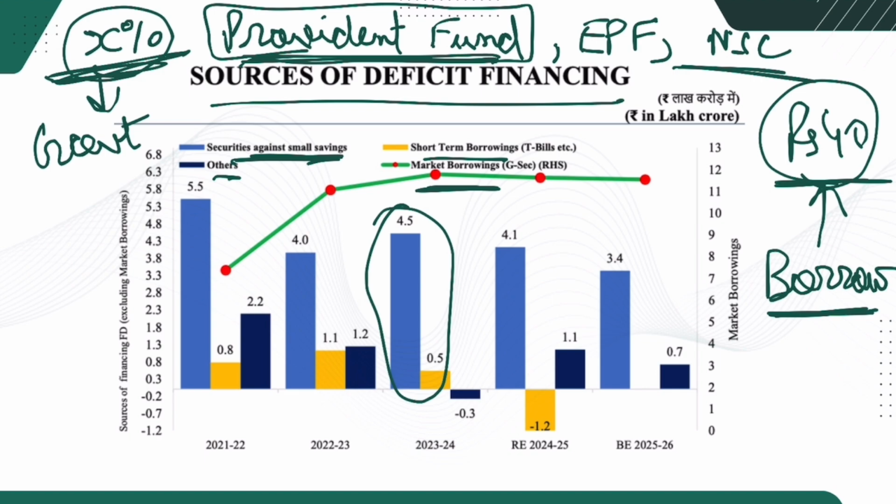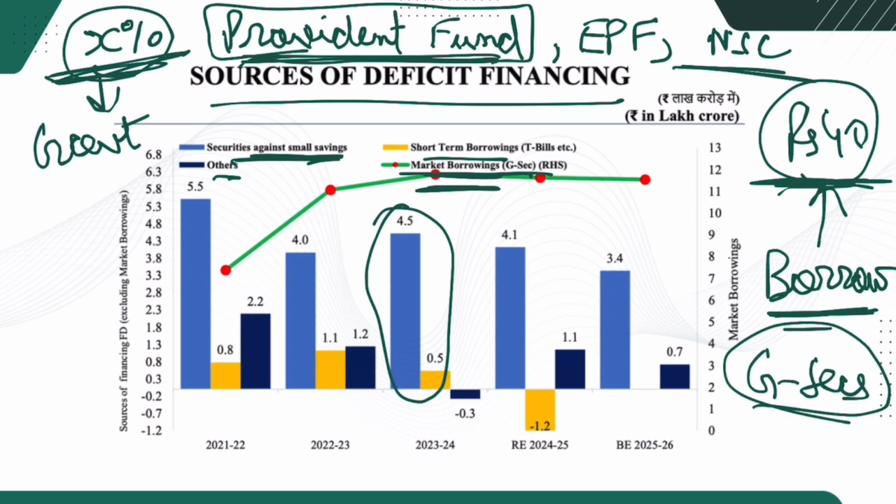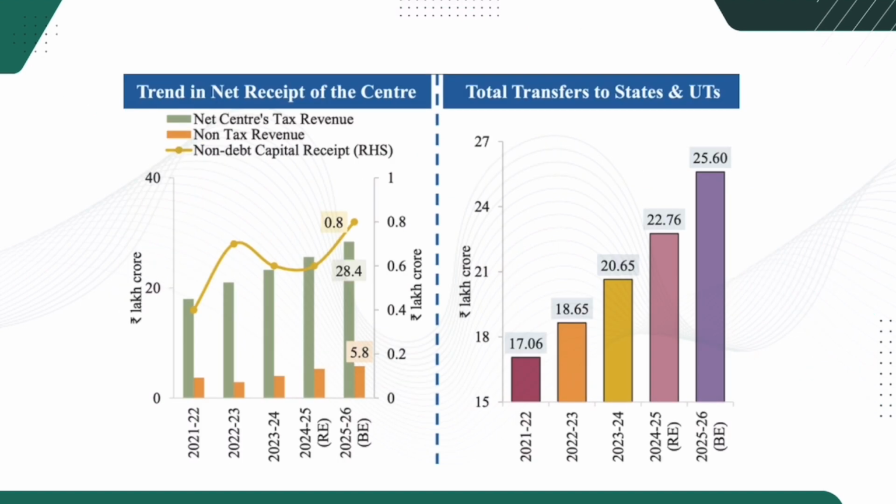Then the most dominant portion of government borrowings is market borrowings. You have to just remember this, okay? Most of the money to finance deficits comes from market borrowings. Okay, government sells government securities basically. Clear? Okay. Now let's move forward.